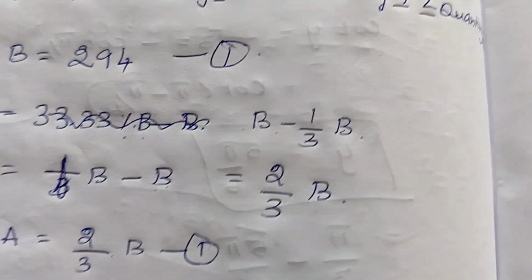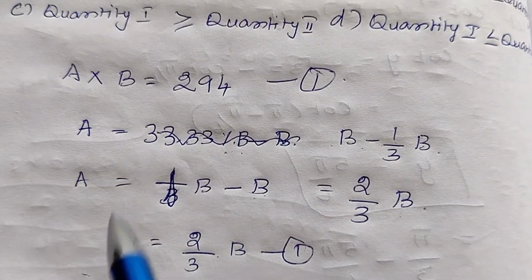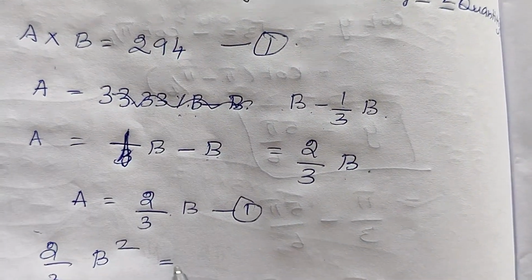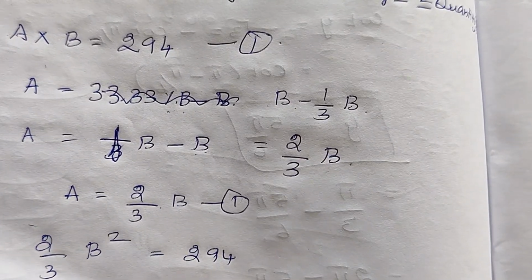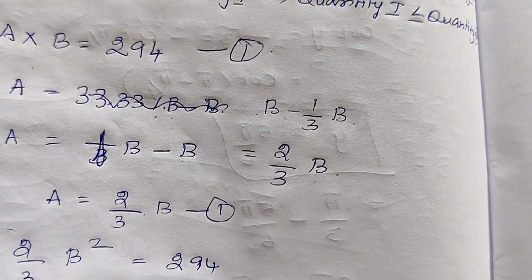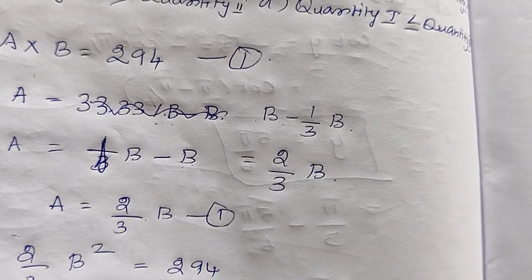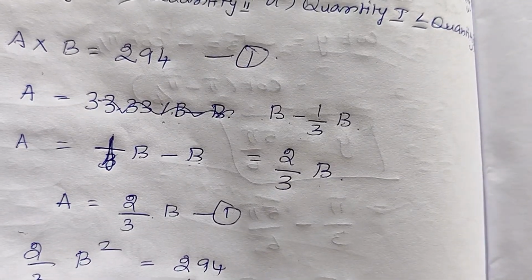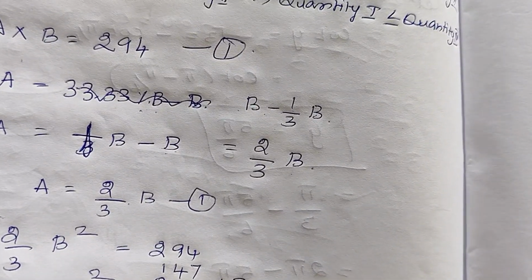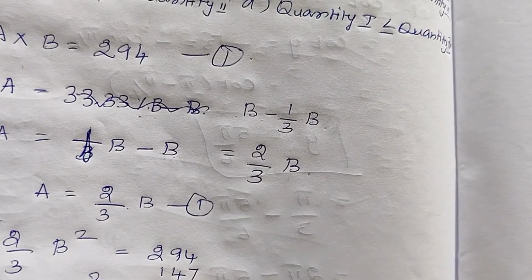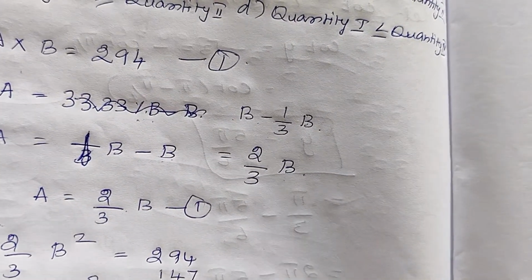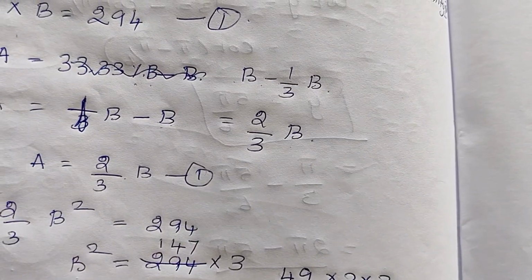Now we have to substitute the value of A in the first condition. What we get is 2 by 3 B square equal to 294. So B square equal to 294 into 3 divided by 2. Cancelling, 147 into 3, which is 7 into 7 into 3 into 3. Therefore B equal to 7 into 3.